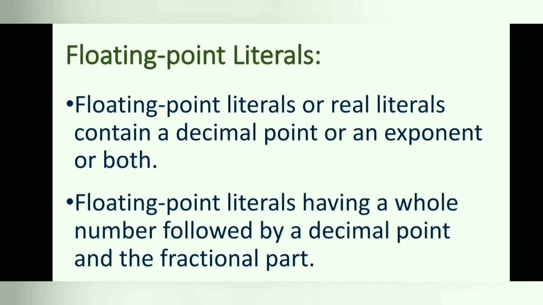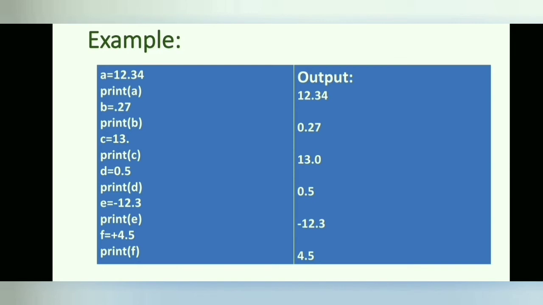Floating point literals. Floating point literals or real literals contain a decimal point or an exponent or both. Floating point literals have a whole number followed by a decimal point and the fractional part. For example, 12.34 is assigned to A. Print A. The output will be 12.34. 0.27 is assigned to B. Print B. The output will be 0.27.